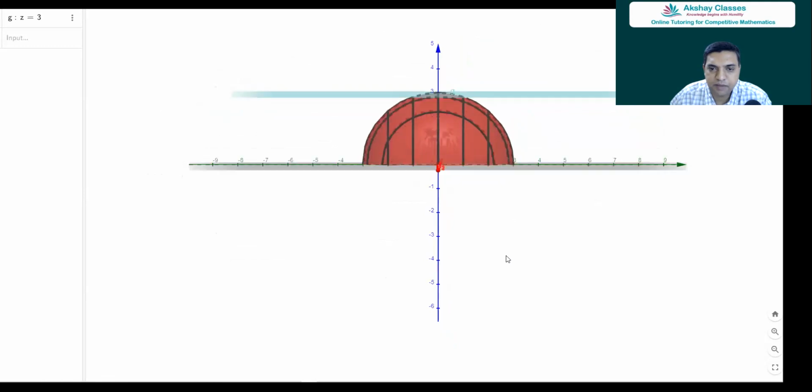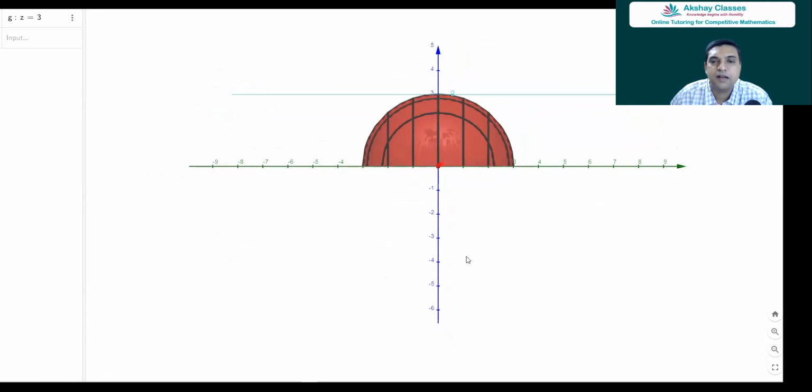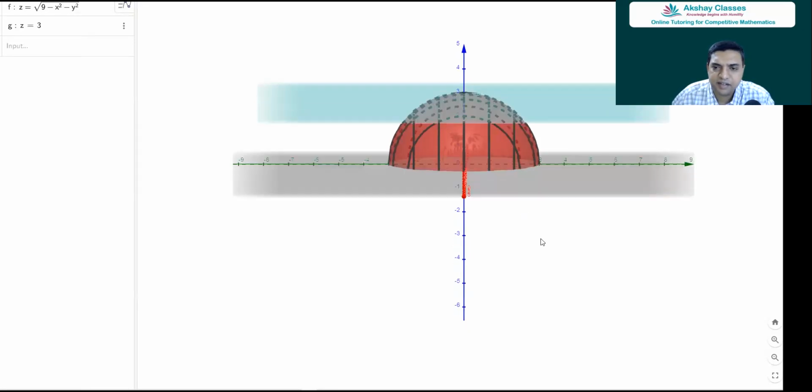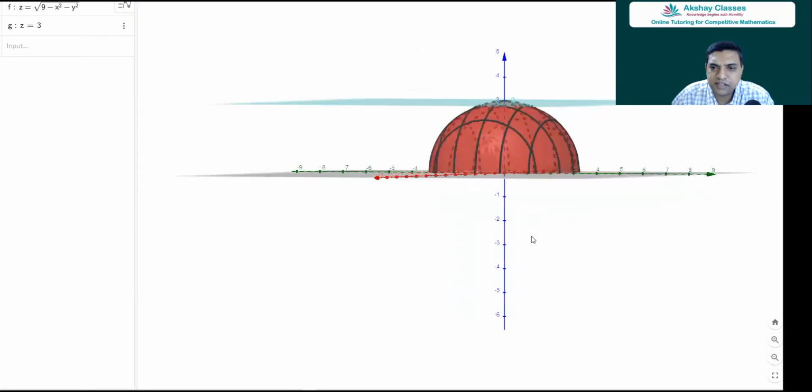Now I'm witnessing the XZ plane. That means from the direction of Y I'm watching. So this is a 3D surface. This is the curve: z is under root of 9 minus x square minus y square. Here we see that the curve increases, reaches at x equal to 0 the maximum value 3, and again it decreases. Now this is an isometric view.